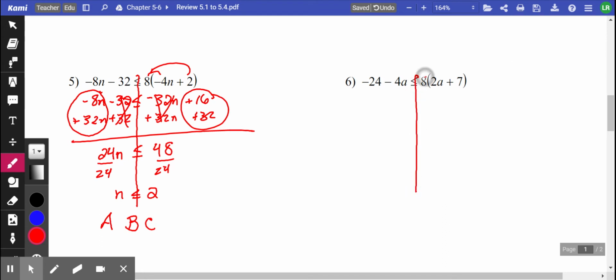Next one, distribute. I have negative 24 minus 4a is less than or equal to 16a plus 56. Okay, let's get our a's together. So minus 16a on both sides.